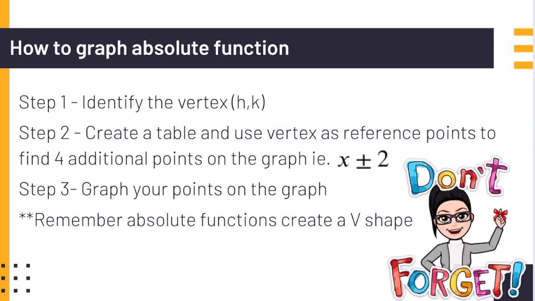Now, to graph your absolute function, the first step you want to take is to identify the vertex. After you identify the vertex, using the x value, which is h, you would add or subtract 2 values. And then you will be able to create a table off of it. And you will graph these points by creating a V shape.